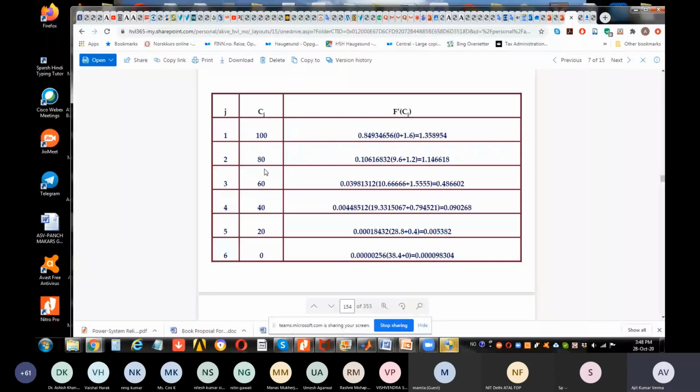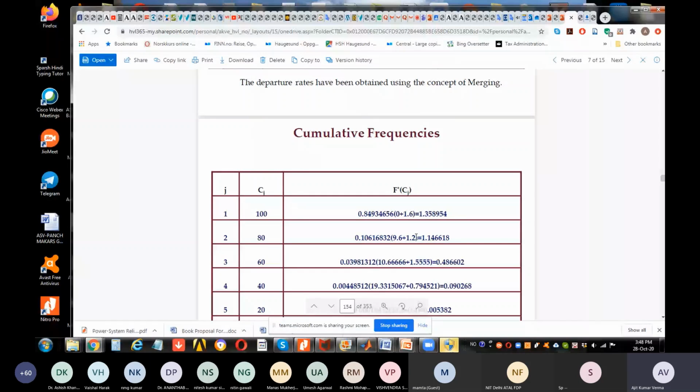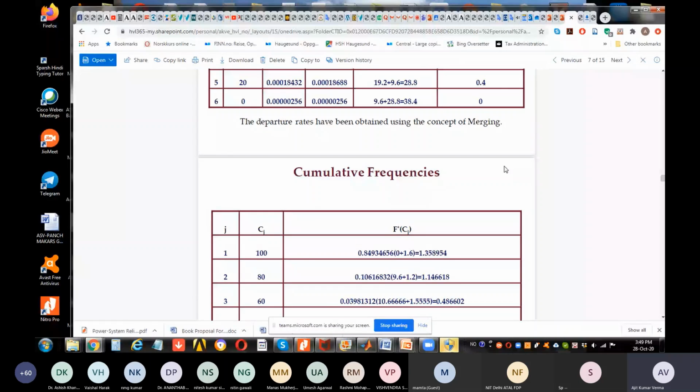Likewise, the frequency of encountering state 80. You have this probability, and then these are the two departure rates, 0.106, 9.6 plus 1.2. So that gives you the frequency of encountering state 80. Frequency of encountering 100: there is no higher state, so that's 0, and this is 1.6. So this is the cumulative frequencies, as they are called.